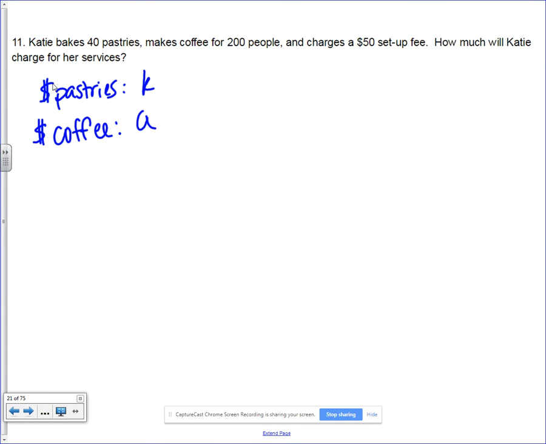Do you have to use K and A? No. How do you represent your portion for the pastries here? Good. Okay. What are we going to add?